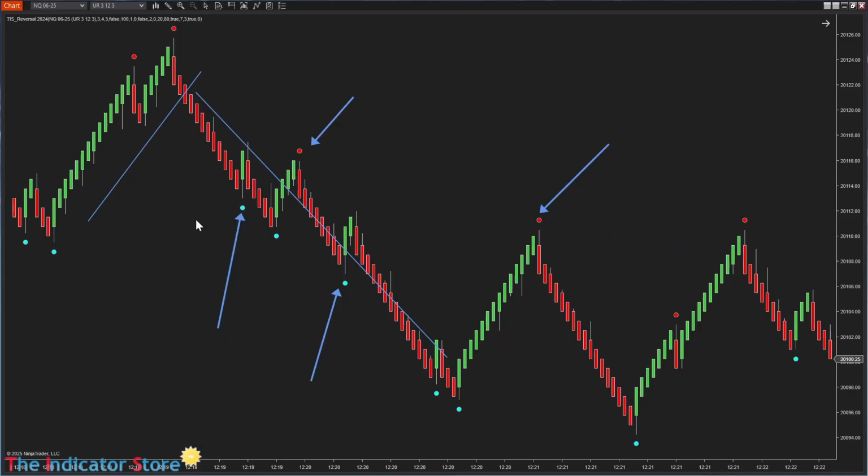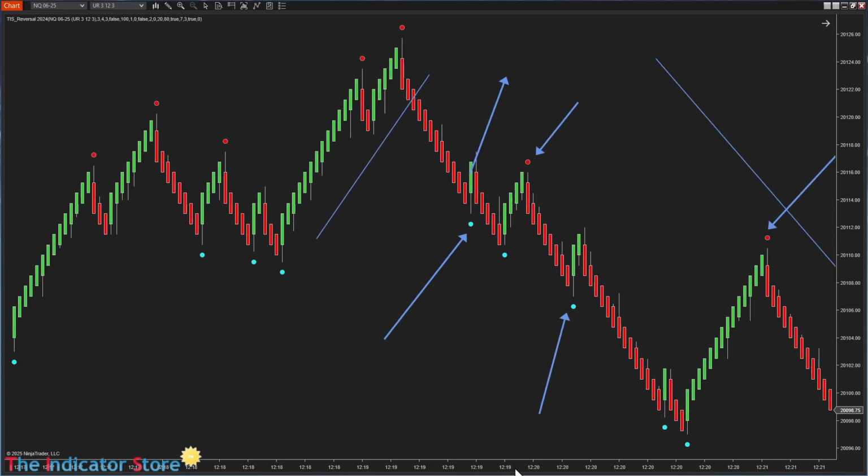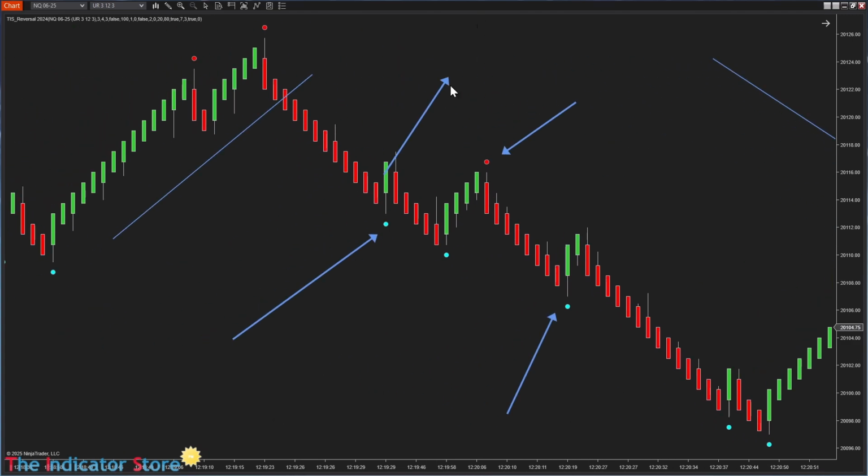Now, let's take into account the second entry method, because when we have a signal, we can also wait for a confirmation. If we look at the difference between this signal and this signal, we can say, okay, the market has not moved too much in the direction of my trade. Okay, let's take a look at this.